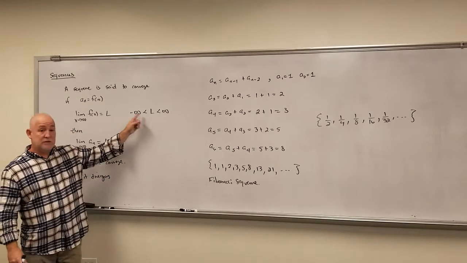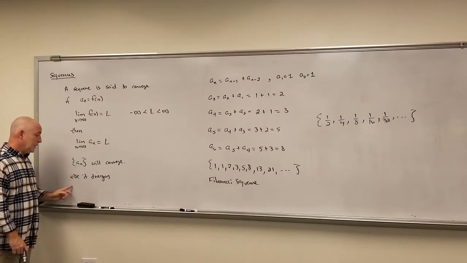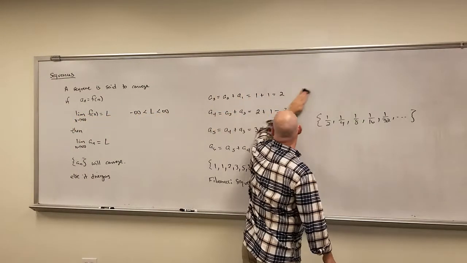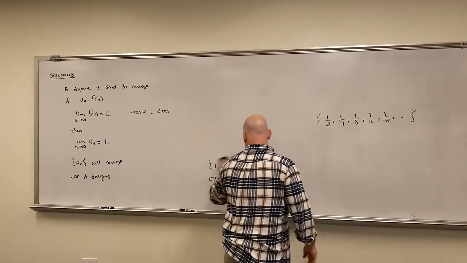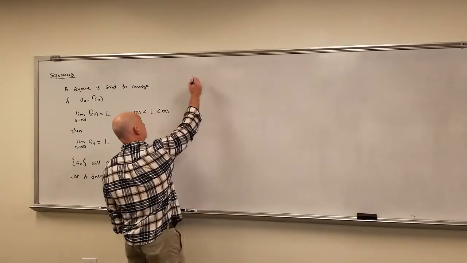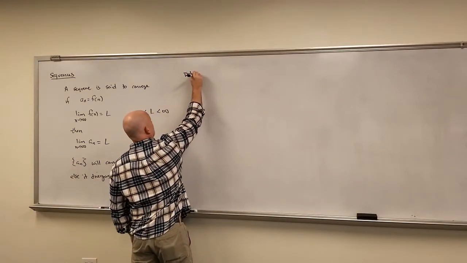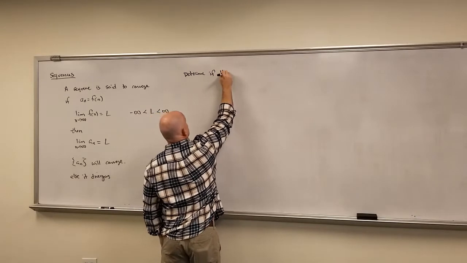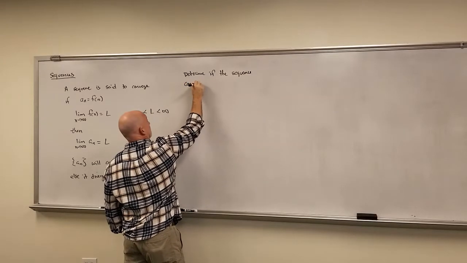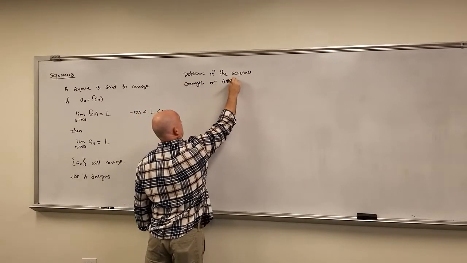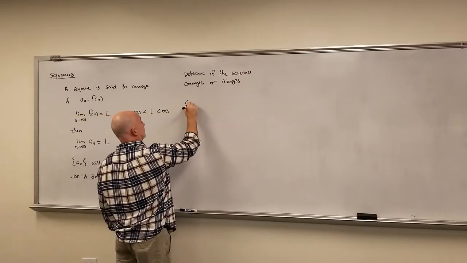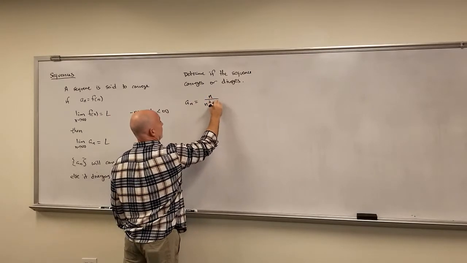Well, if L goes to either positive or negative infinity, it diverges. Okay, so this is all fairly simple as long as we know how to do limits as we head towards infinity. Now, L'Hopital's rule is going to come into play here quite a bit as well, so let's determine if the sequence converges or diverges. Well, let's say that a sub n is equal to n over n squared plus 1.